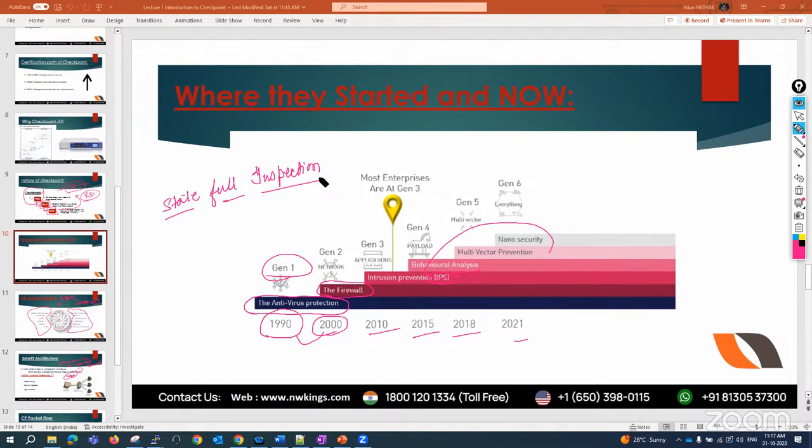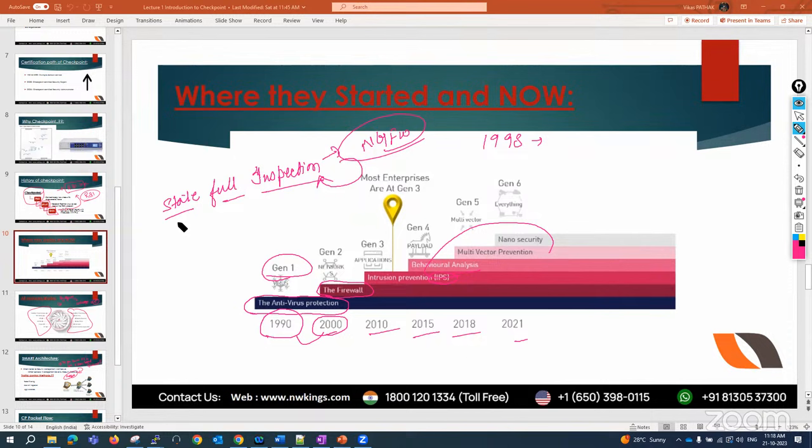Checkpoint developed it back in 1998 or 97 somehow. I'm not exactly sure about the year, but near about these years, they have developed the stateful inspection. And nowadays, if you are talking about the next generation firewall, they all are using this stateful inspection. Who developed it? Checkpoint developed it.